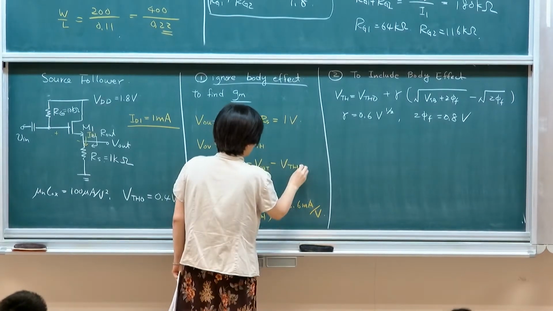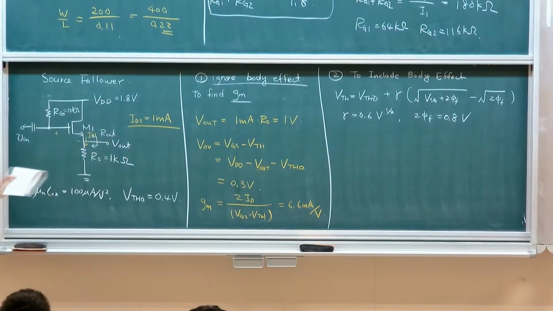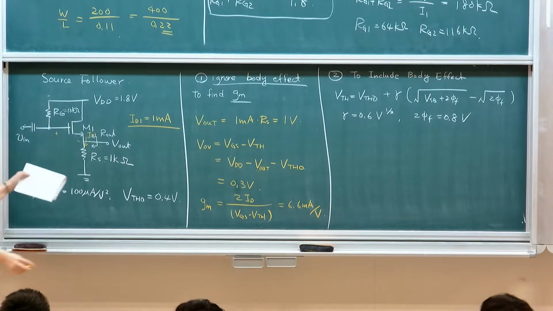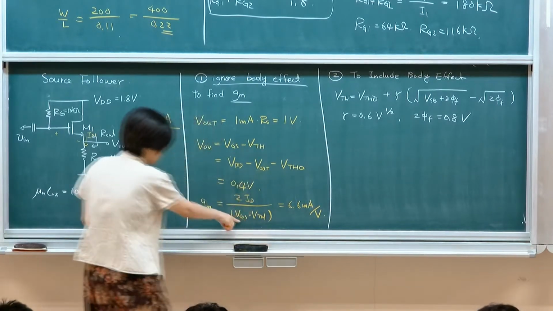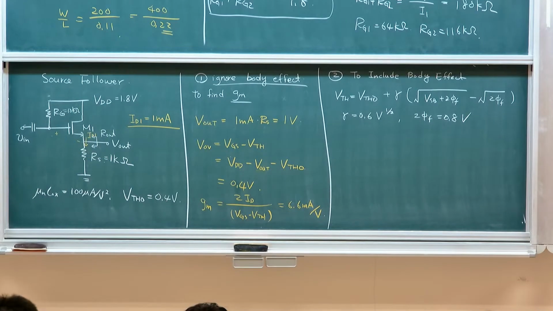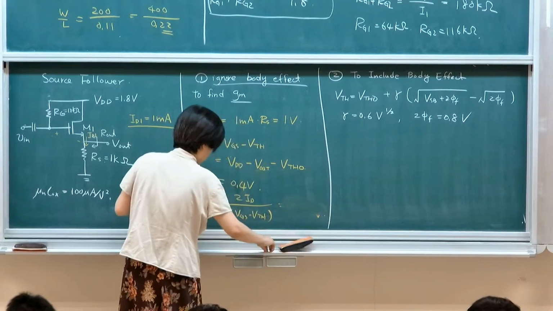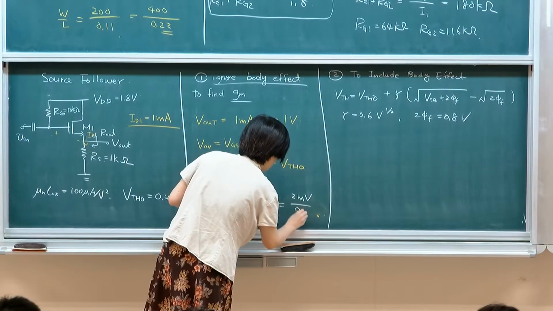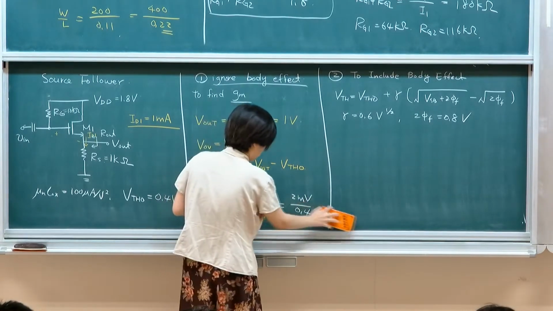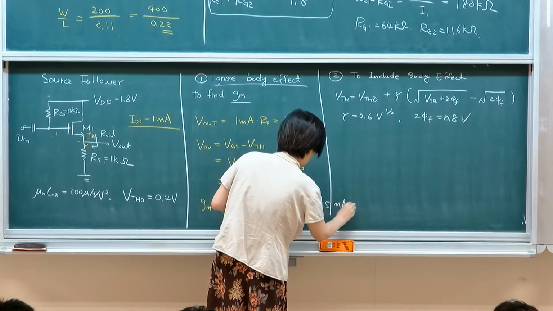Sorry, let me just highlight it. This is BTHO. Did I make a mistake? It should be 0.4. Sorry. Yeah, it's 0.4. So for this number, that may be wrong as well. So this will be 2. Let me readjust this. So this will be 2 milliamp divided by 0.4, and that will be 5 milliamp per volt.